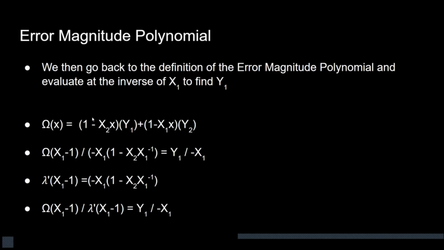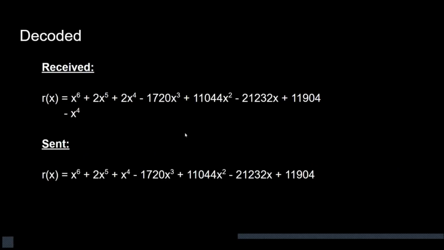As you can see here, we implement the x value and use this to isolate the y values, which we then solve for using the x values, and we get our error polynomial, which we then subtract from the received polynomial, and we receive the sent polynomial.